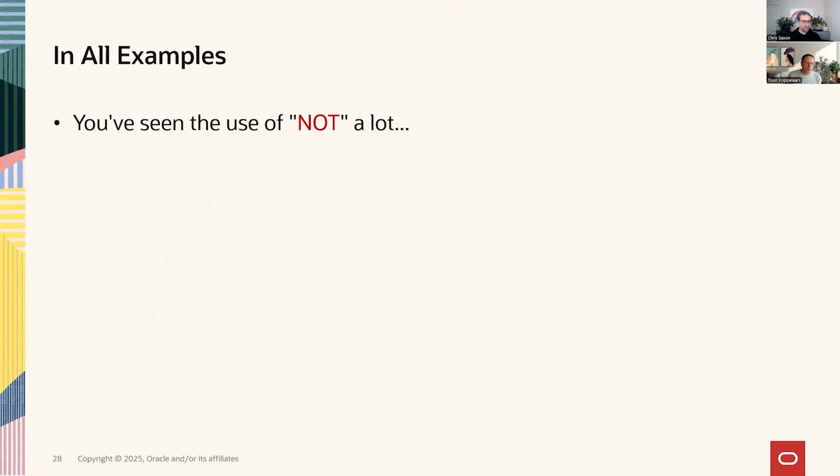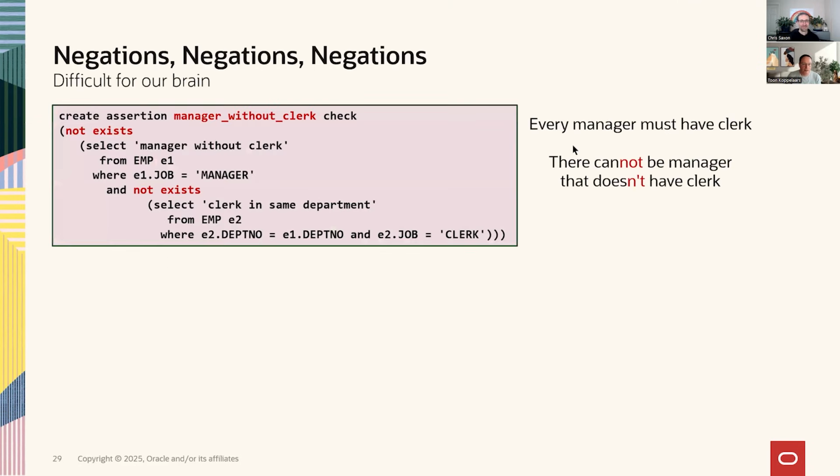This is the first one. So now going back to this negation thing that I mentioned in the beginning of the talk, you've seen a lot of nots in not exists, nested not exists, etc. So continuing with the same example, every manager must have a clerk. This is how we would do it in natural language.